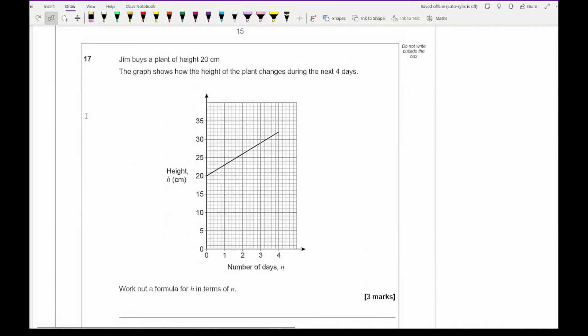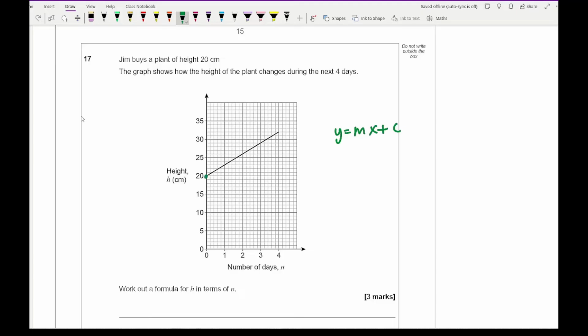Then looking at question 17, it says Jim buys a plant of height 20 centimeters. The graph shows how the height of the plant changes in the next 4 days, and the question is asking us to work out the formula for h. Now because it's a straight line graph, we're going to write it in the form of y equals mx plus c. So the first thing we want to do is work out what the gradient is going to be.